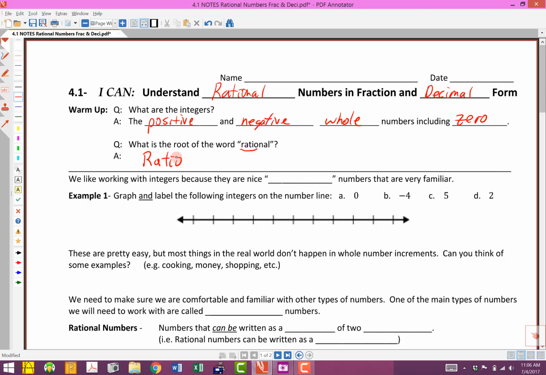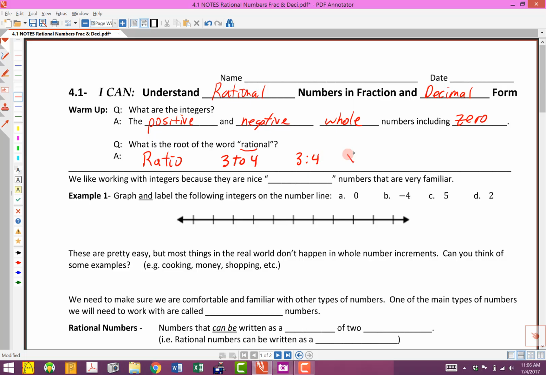Now when we talk about a ratio, you may have heard about a ratio before. There are a couple different ways that we can write a ratio. Say we were going to write the ratio of 3 and 4. We would write 3 to 4, the ratio of 3 to 4. We can write it with a colon, so we can do 3 colon 4. Those mean the same thing.